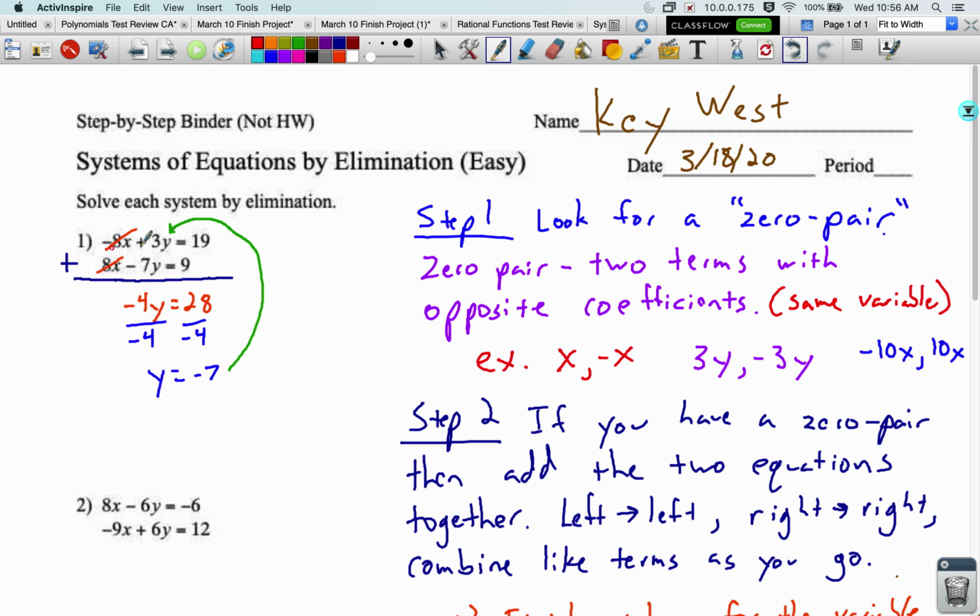All right, and then I'm going to recopy it, but I'm going to include this -8x. That's not canceled out now. We want to plug it into the original before the canceling. So now I've got -8x plus 3 times y. But I'm not going to write y, I'm going to write -7 now. I can use a set of parentheses to do that substitution. All right, now I get -8x minus 21 equals 19. I guess we should write down what we're doing here.